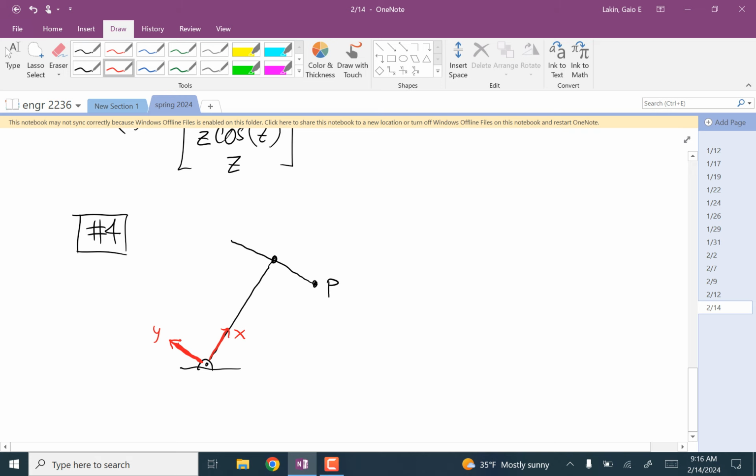But yeah, you could do it with cosines and sines of 45 degrees and stuff, and it works perfectly fine. But this was a bit of a time saver if you noticed it.